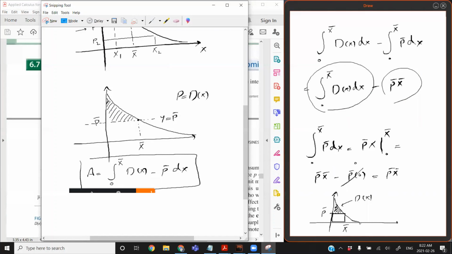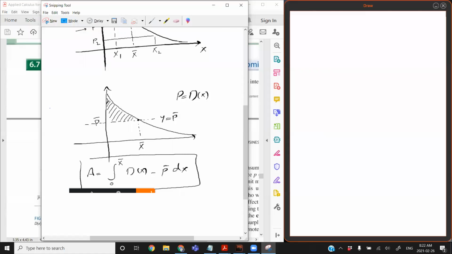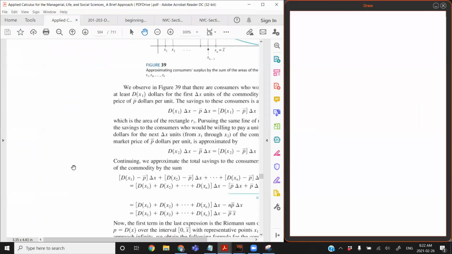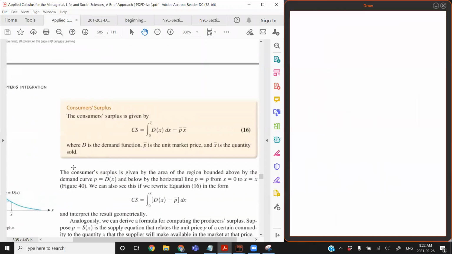Are we good? Any questions? Okay. So that's how you get this formula. Consumer surplus. The consumer surplus is given by this formula, which I just showed you geometrically.